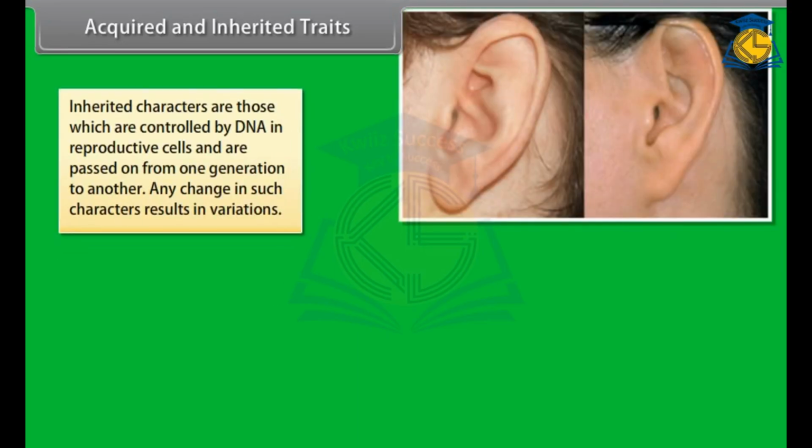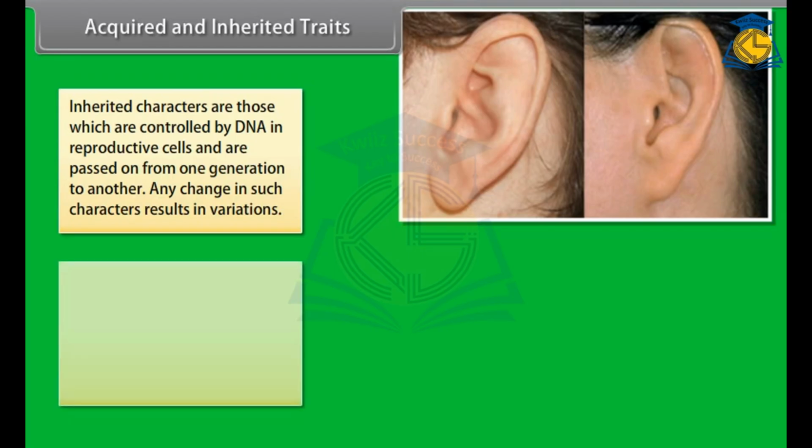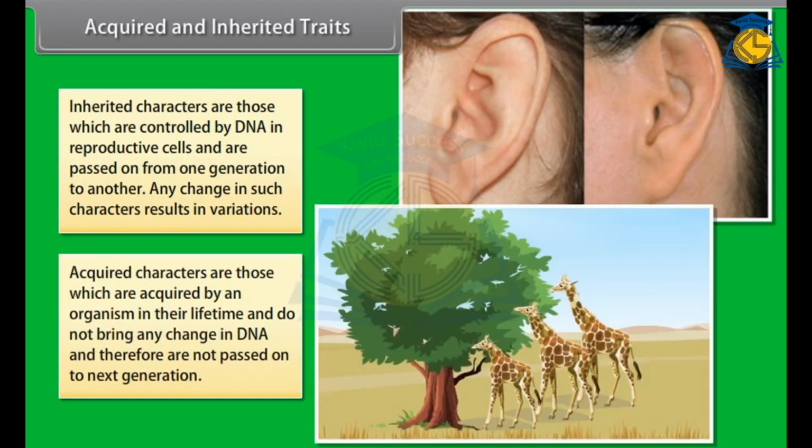Inherited characters are those which are controlled by DNA in reproductive cells and are passed on from one generation to another. Any change in such characters results in variations. Acquired characters are those which are acquired by an organism in their lifetime and do not bring any change in DNA and therefore are not passed on to the next generation.